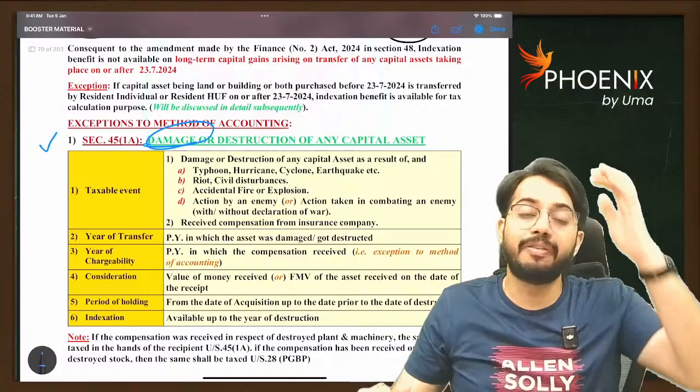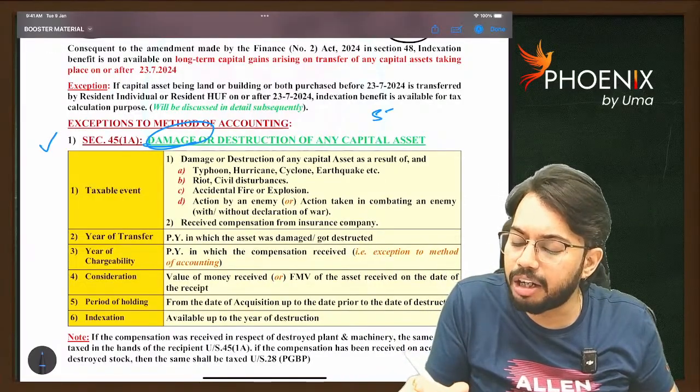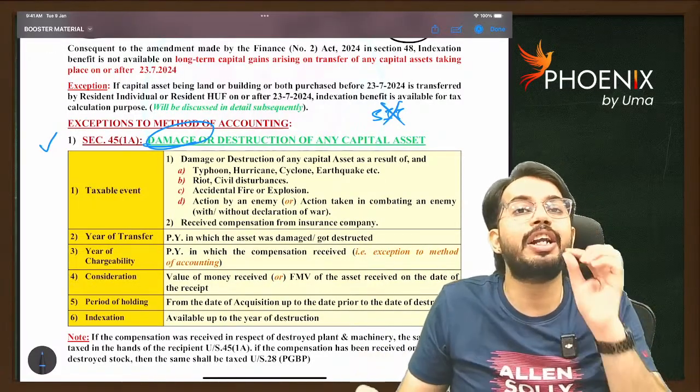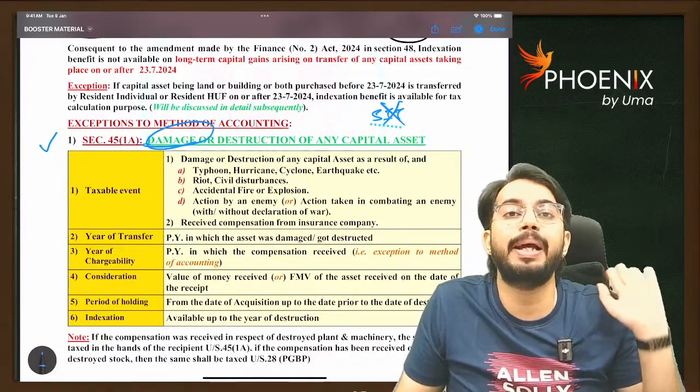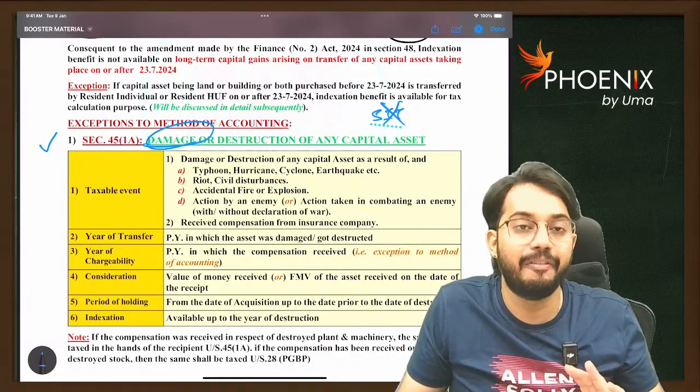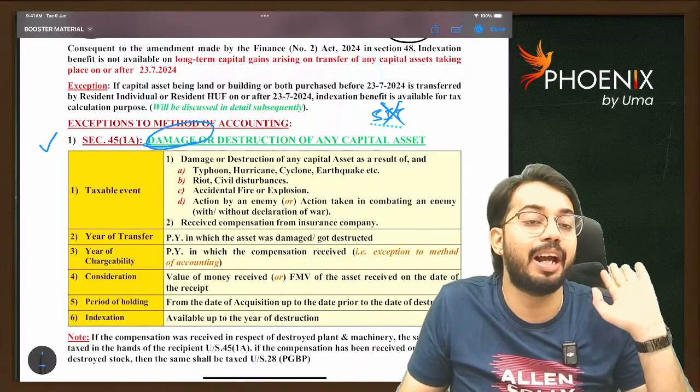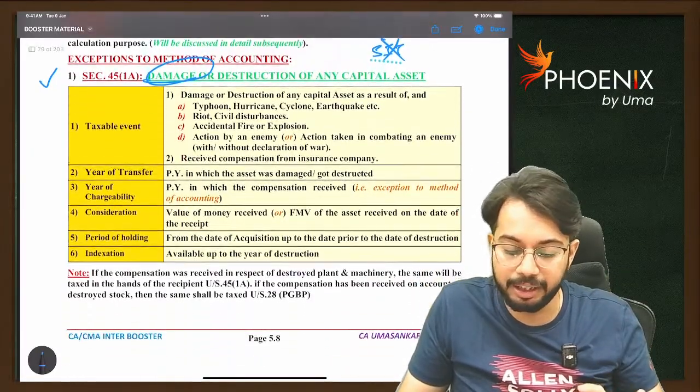Next, you will get one doubt. Sir, stock in trade got destroyed. If stock in trade gets destroyed, PGBP head gets attracted, it will not be covered by provisions of section 45(1A). Capital gains head will not get attracted. Are you able to understand?